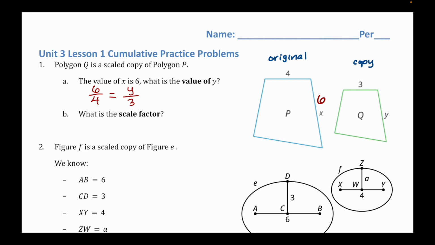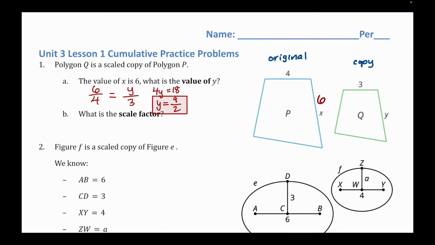And so now we can actually cross multiply here, and we would get 6 times 3 is 18, and 4 times Y is 4Y, so 4Y equals 18. So Y is going to be 18 over 4, which would simplify to 9 over 2. So we can say 9 over 2 is our value of Y.